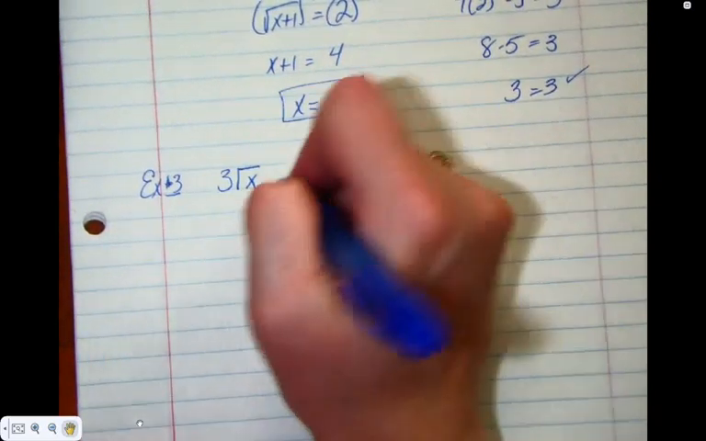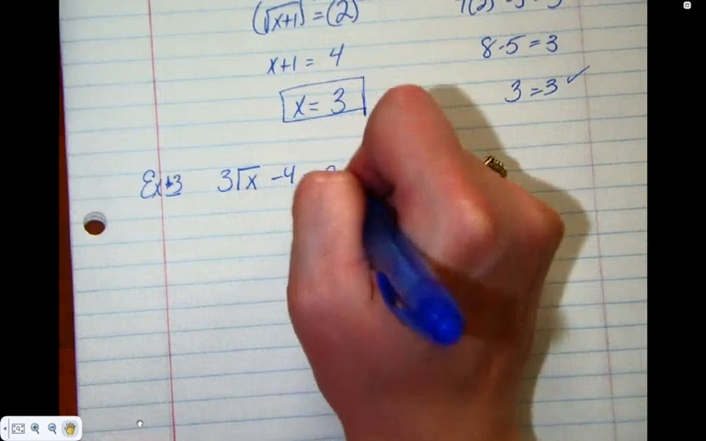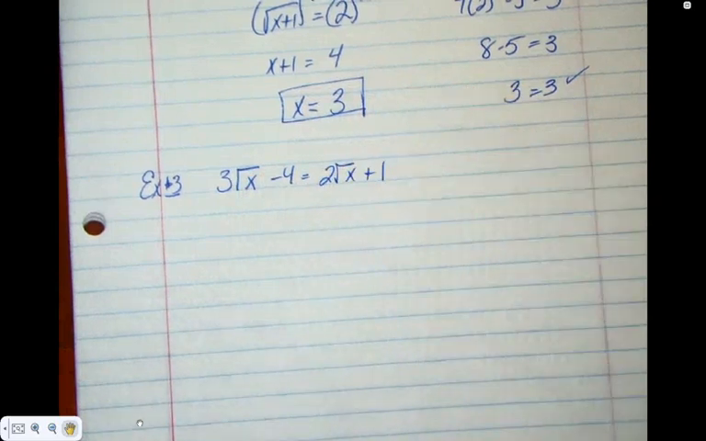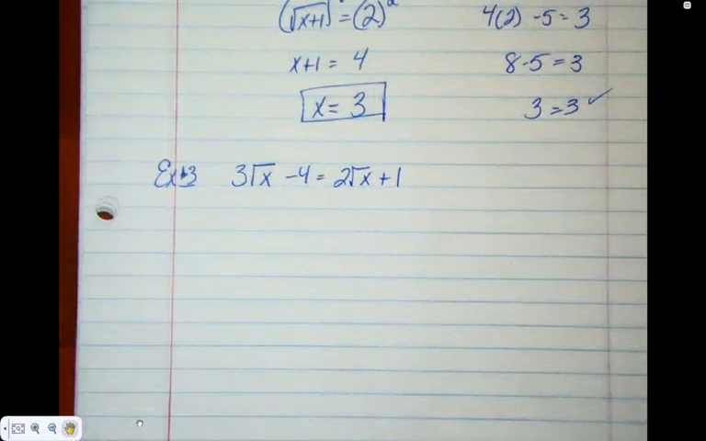Okay. Okay, 3 root x minus 4 equals 2 root x plus 1. Oh, crap, lots going on here. Whew. Well, we have steps. That's why we have steps. So when we don't know what to do, we go to step 1. What is step 1? Isolate the radical. That means I need all the radicals together.